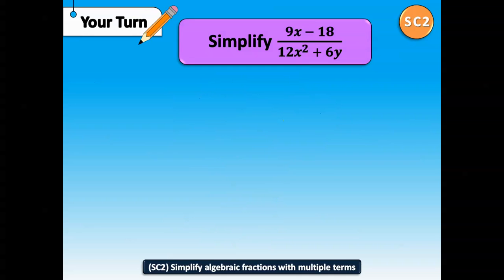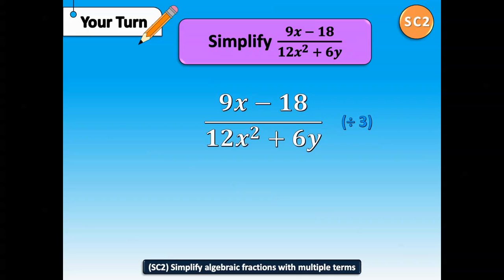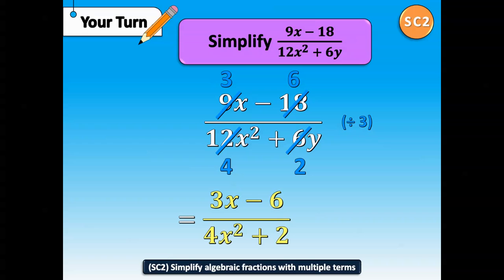Here's a question for you to have a go at. Pause the video, and when you're ready to see what you should have done, press play. So in this question, we can divide all the numbers by 3. And that's the only thing we can do. So we've got 3x minus 6 over 4x squared plus 2.